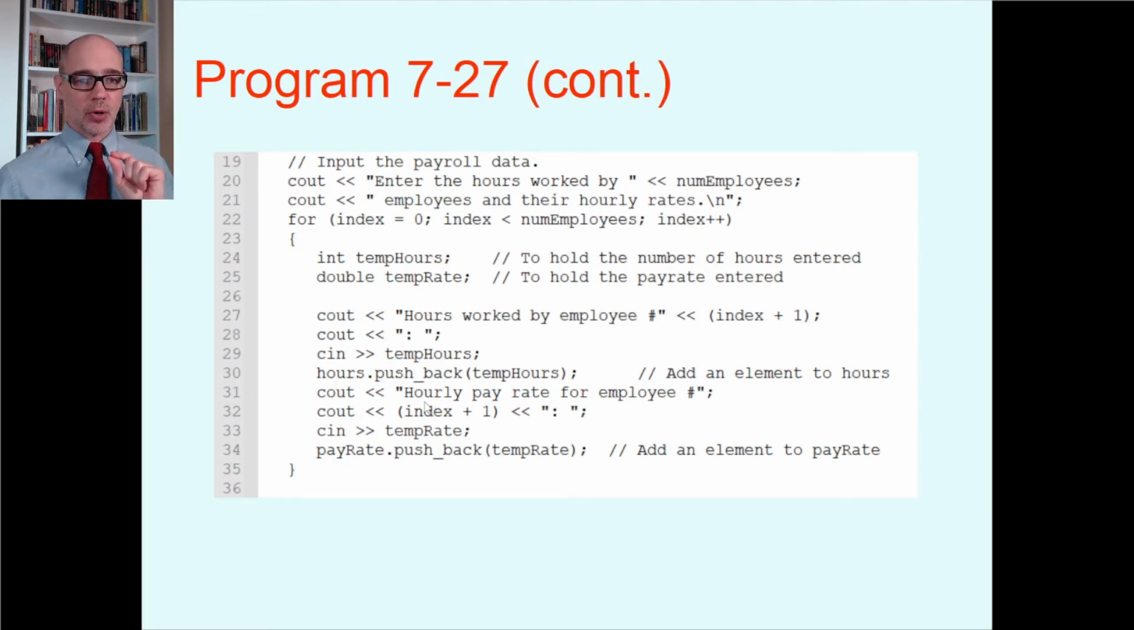Okay, and so then you prompt for the hourly pay rate for employee number whatever, cin into temp rate, and then on line 34, you're saving that number into the pay rate vector. So you see pay rate dot push back temp rate. And again, object dot function. This particular vector is going to save that new number at the end of the vector. And then you loop over again, and you type in another number of hours and another rate, and that gets pushed into the hours vector and the pay rate vector.